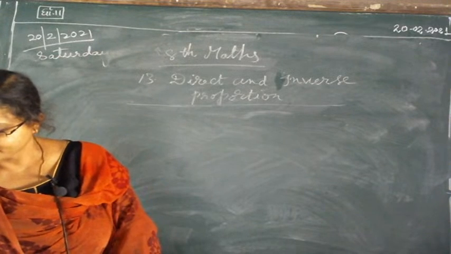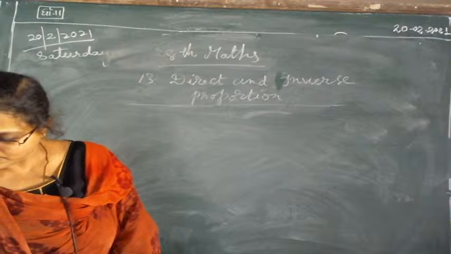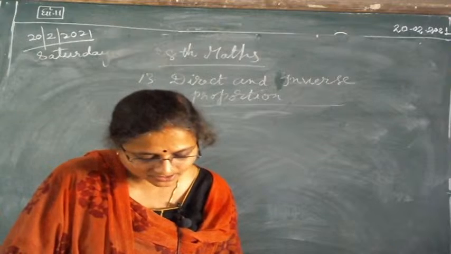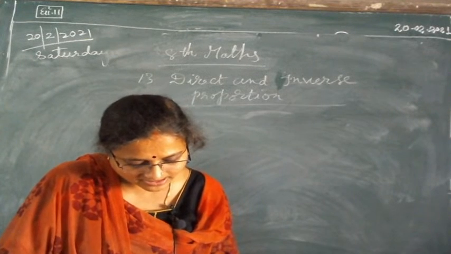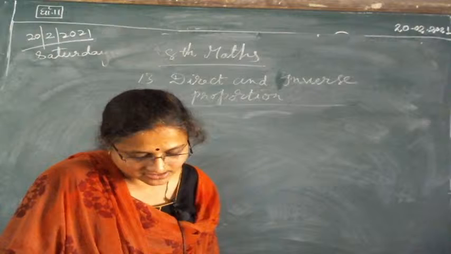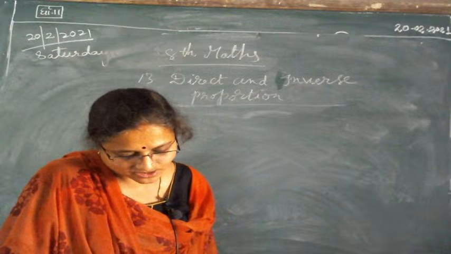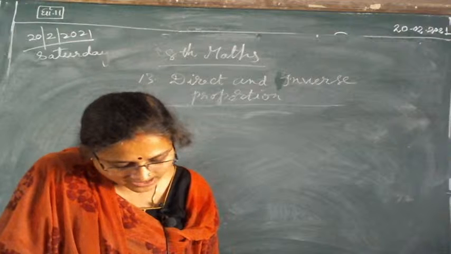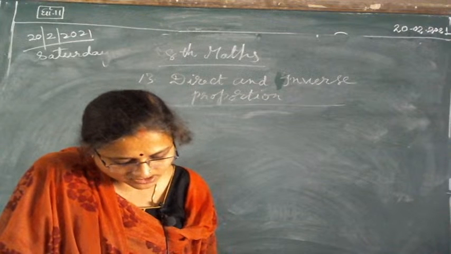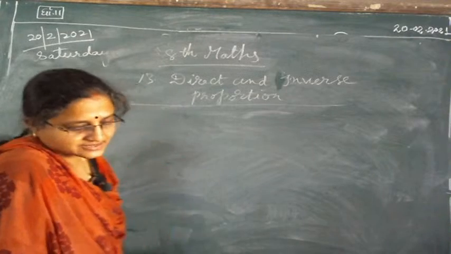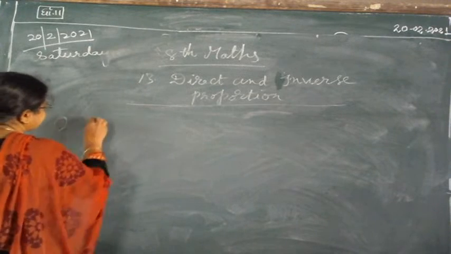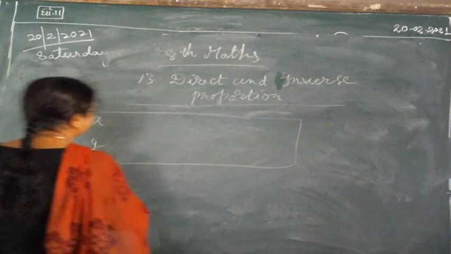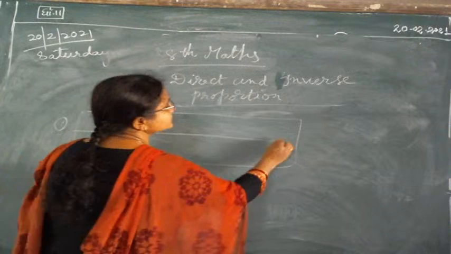Here is one sum. The following table was given. The values of x were given, the values of y were also given. Let us check the ratio of the given values and reduce it to the lowest form. Here the ratio of x and y was given. Two sums were given. Here this is the value of x and this is the value of y.